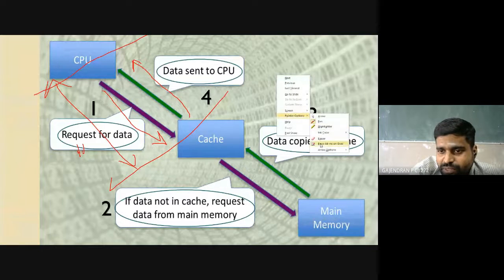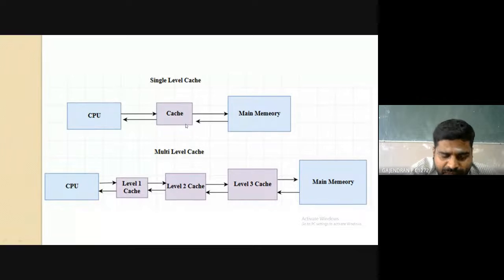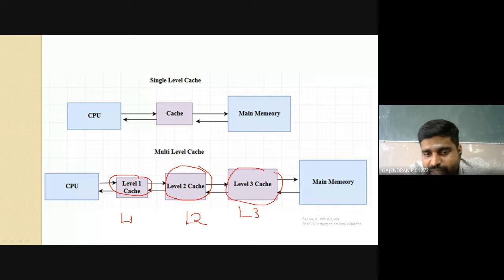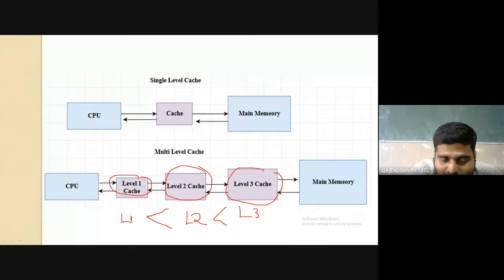Yes, we will see this later. This is single level cache. This is multi-level cache. Sir, are there many types of cache? Yes sir. Please observe the size. Level 1, level 2, level 3 cache. Sir, which size is the largest? This one is larger. Level 3 is greater than level 2. Level 2 is greater than level 1. Can anyone tell me what may be the speed?